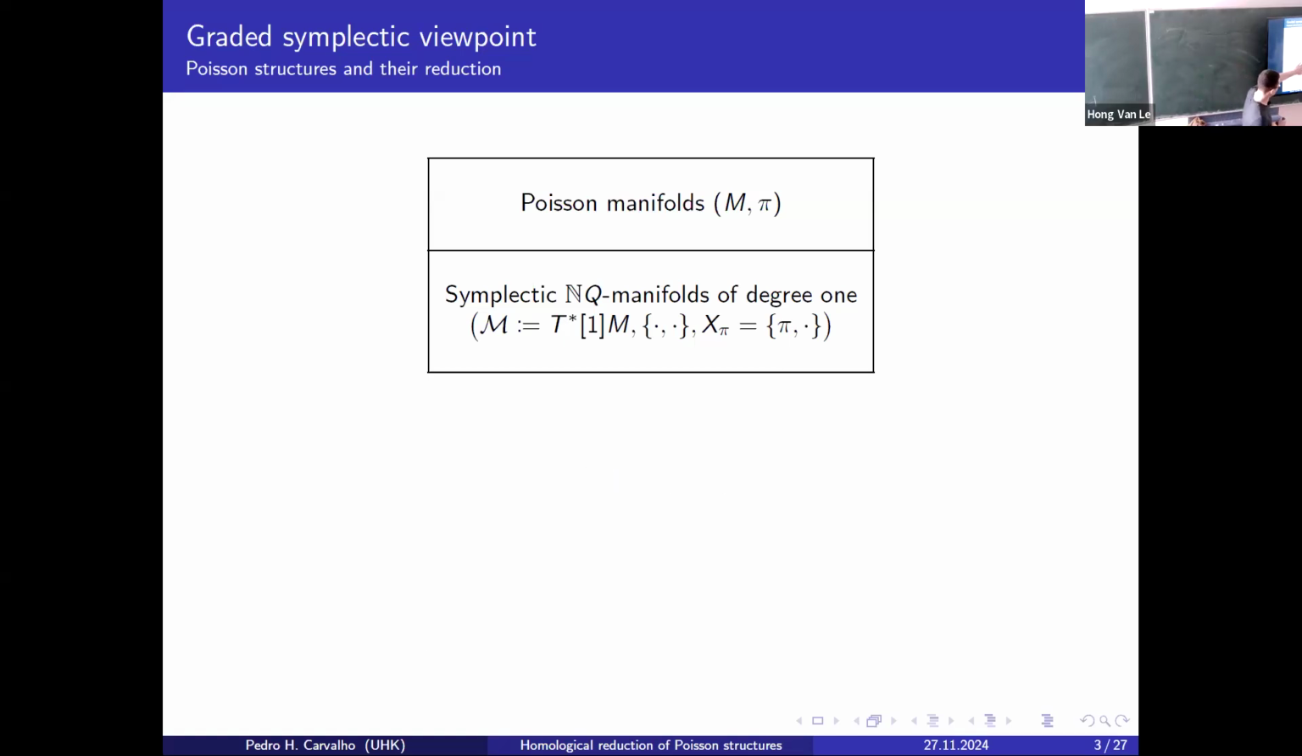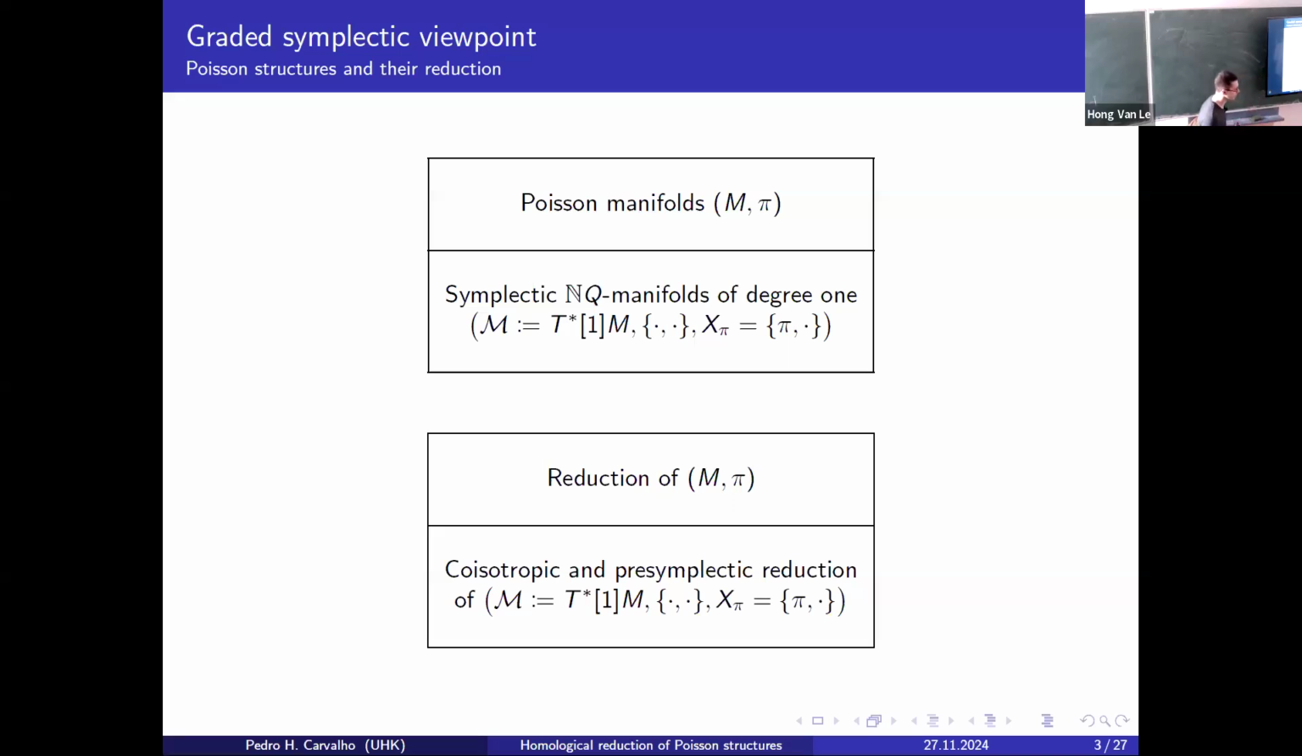This has been done for some time, but what was later done, in work by Professor Alberto Cattaneo and Professor Cattaneo-Zambon, is actually a relation between reduction of the graded structure and reduction of the Poisson structure. So below here, I mean coisotropic and presymplectic reduction of the shifted cotangent bundle, but it's reduction of the graded structure. And there is a way of relating this to reduction of the Poisson structure itself. So I will talk more about it later as well. It's really like extending this dictionary here to the level of reduction of the corresponding structures.